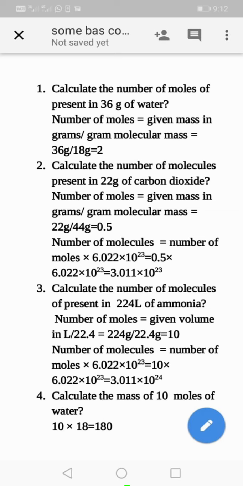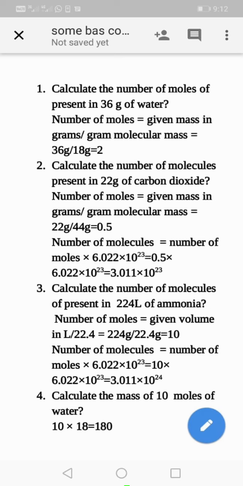So the mass of the substance is given, isn't it? Mass of the substance is given. So which equation has to be used? The first equation you will have to use, that is number of moles of water is equal to given mass in grams divided by gram molecular mass. So what is given mass in grams? That is 36, it is given in the question. It is given mass 36 divided by the gram molecular mass of water.